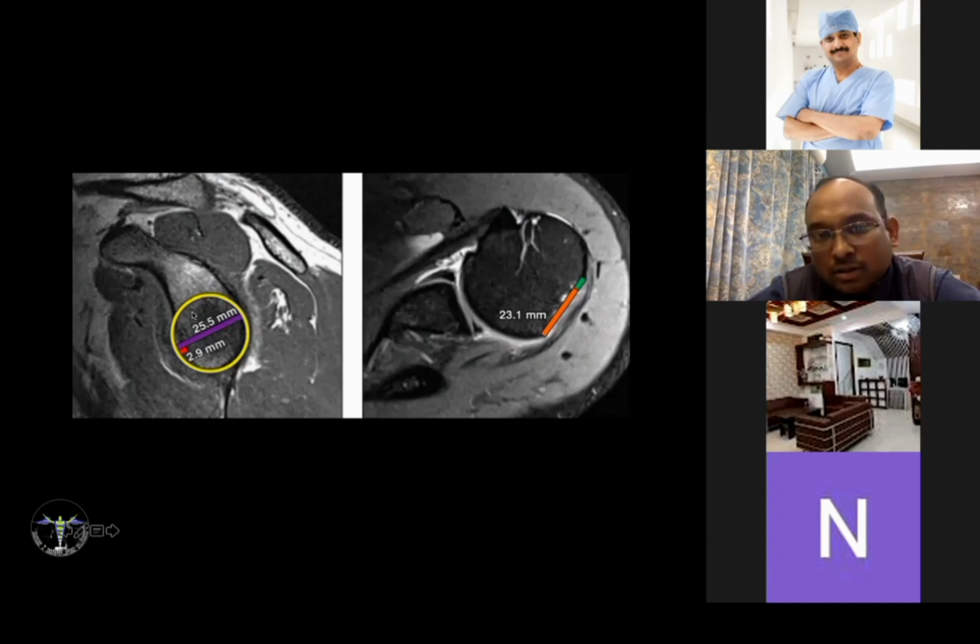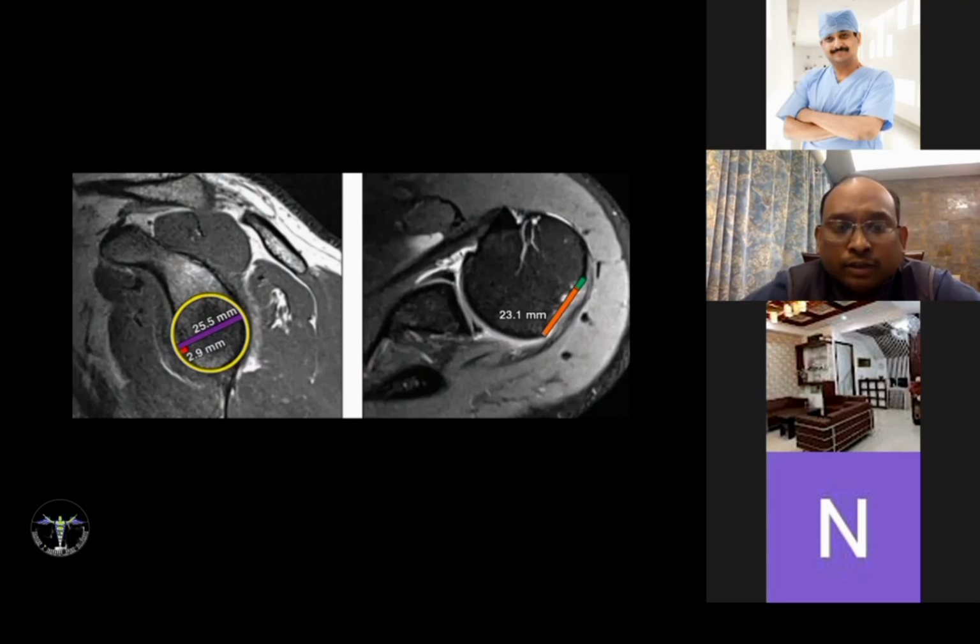The other method is comparison with the contralateral shoulder. But in that case, in MRI, we have to do the MRI of the other side shoulder again, which is not required. In case of CT, we do both shoulders in one go. So it is easier to compare with the other side in CT, but not in MRI.